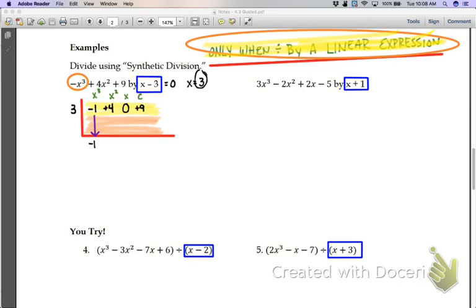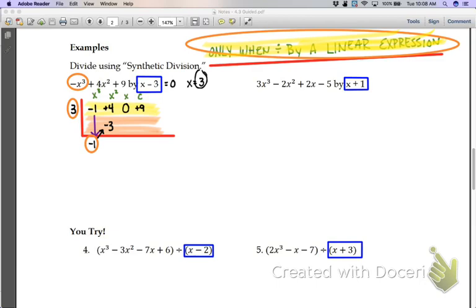Now, it just becomes being able to multiply. Anything that is outside the box is going to get multiplied. Anything inside the box is either going to get added or subtracted, depending on what you have. So, what is 3 times -1? -3. That -3 is going to go right here. So 3 times -1, I'm going to put it right underneath that 4, in that next open space.